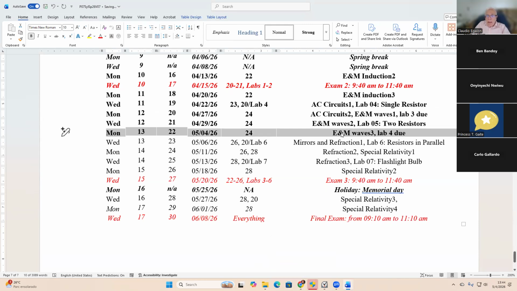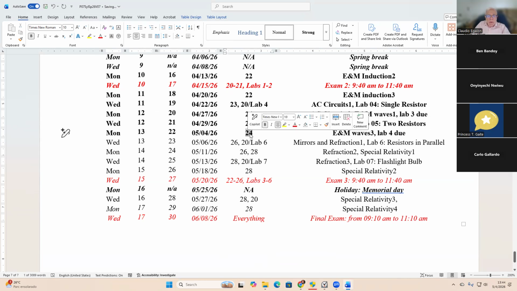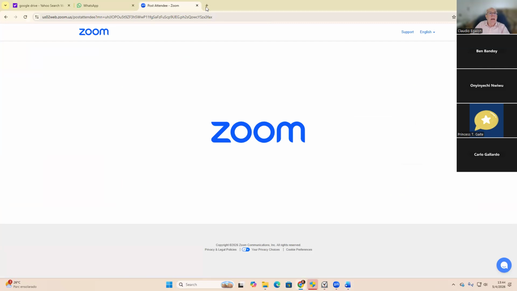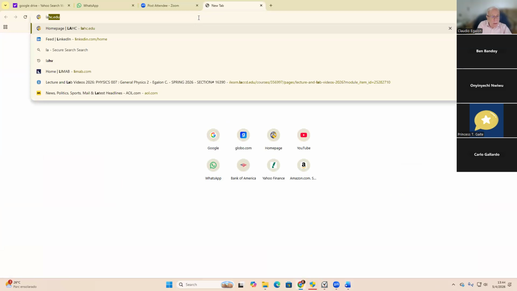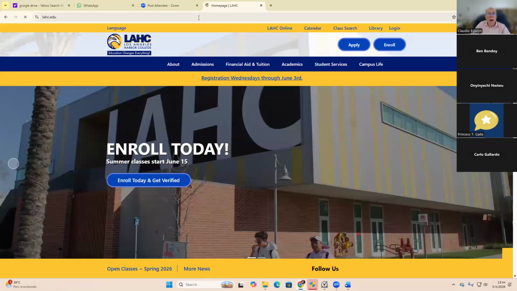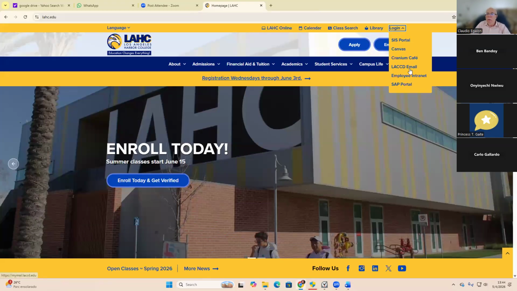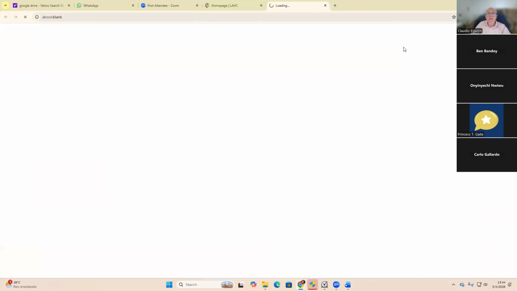And then we have to start chapter 26, mirrors and refraction 1, and here's going to be mirrors and refraction 2. Let's take a look at the Canvas website, make sure everything is up to date there.